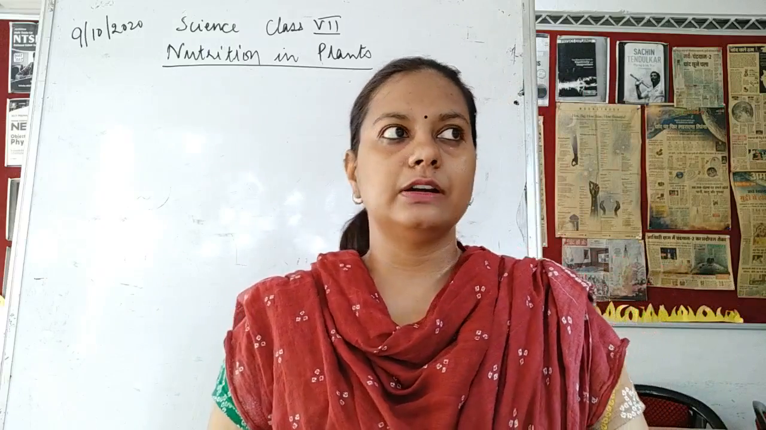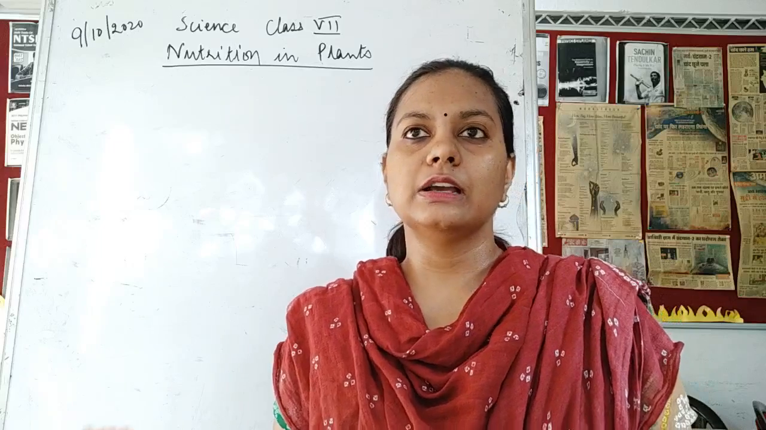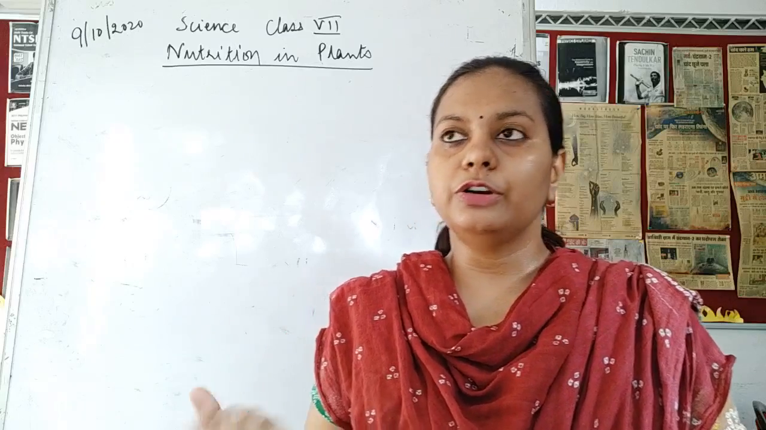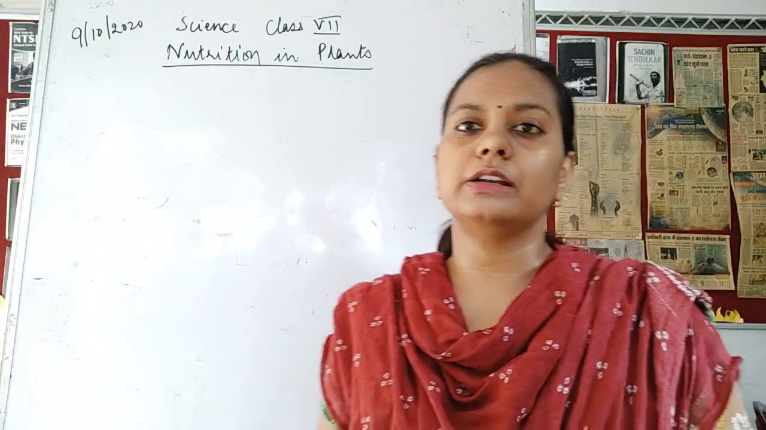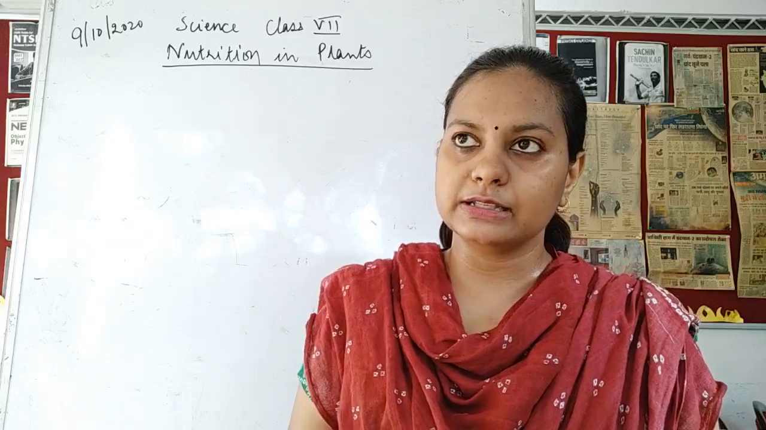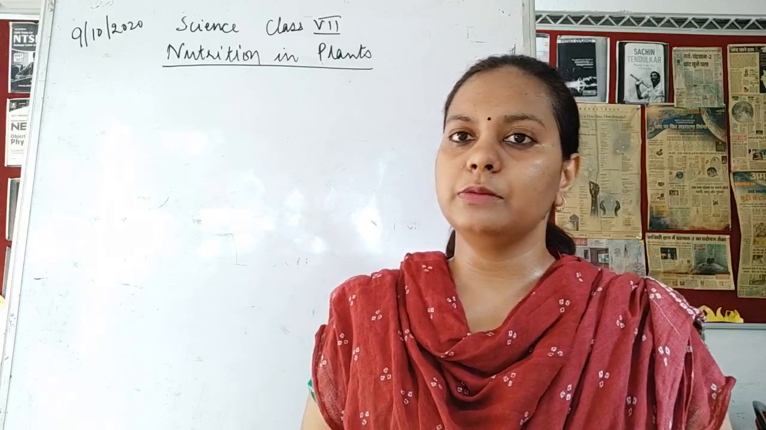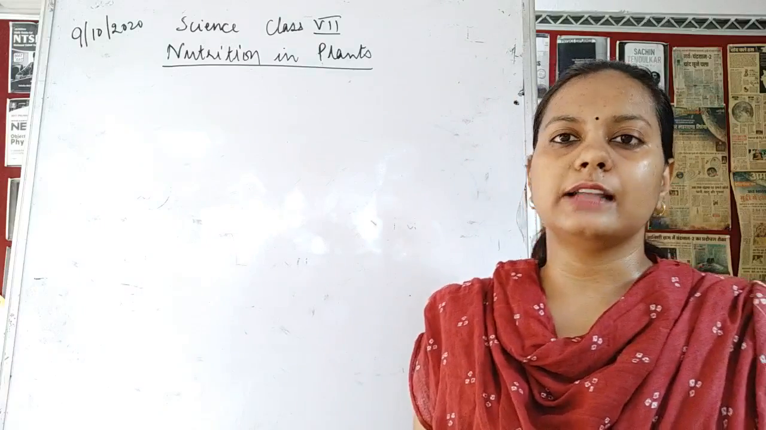So children, we have discussed the word nutrition, which means how the organisms are able to get their food, how this food is broken down into small portions, how the energy is released, and how it is distributed among the organism's body. Whether the organism is a plant or an animal, both require food, but the mode of nutrition is different in plants and animals.